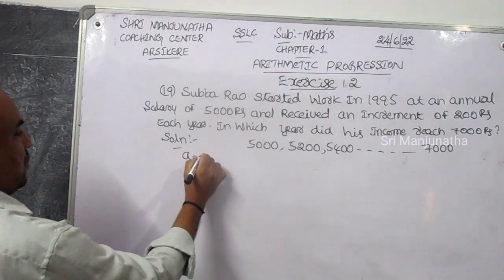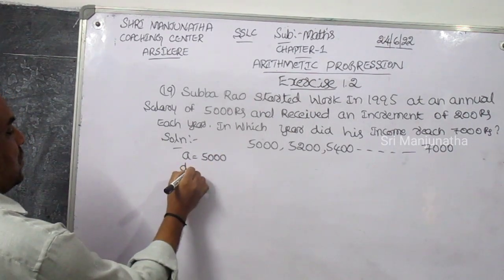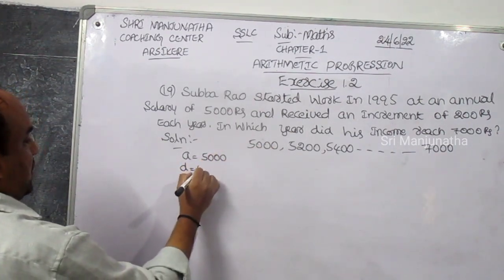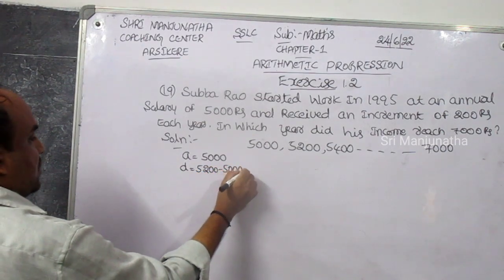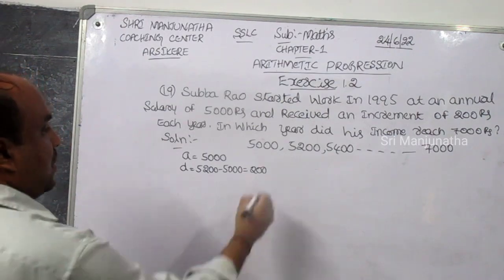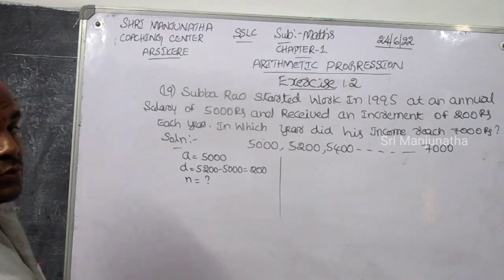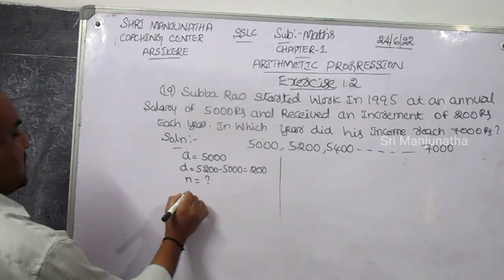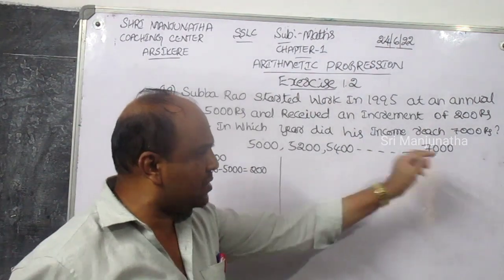A is equal to 5,000 rupees and D is equal to 200 rupees. That means 5,200 minus 5,000 is equal to 200 rupees. The D value is also obtained. Then N is equal to question mark, so we should calculate. AN is also given, the last term. The last year salary is how much?